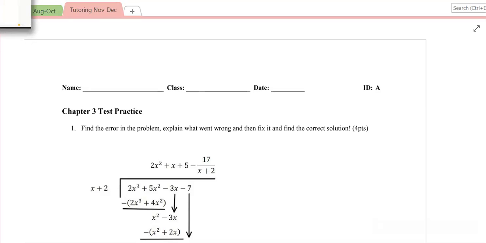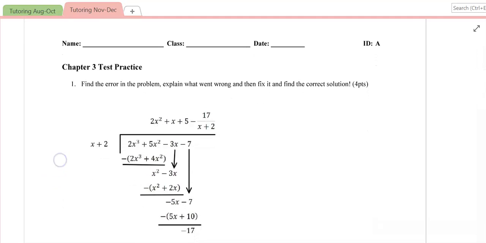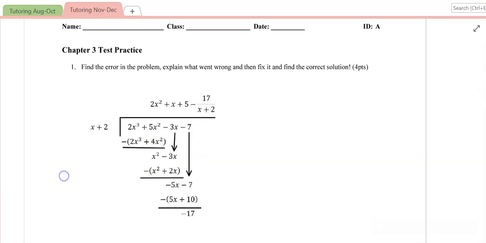If you would like some help on the Unit 3 practice test, I don't exactly know what your questions are, but the first problem says find the error in the problem, explain what went wrong, and then fix it and find the correct solution. So there's multiple steps here. My recommendation to you is that you do the problem first, so that way you can see what the error is.